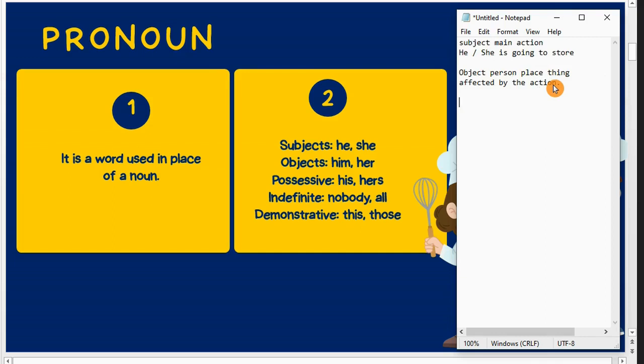If I talk about the object, the example I will give is: I gave the book to him or her. So this is our object, which is affected by the action. Okay.